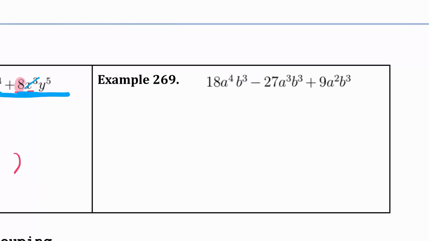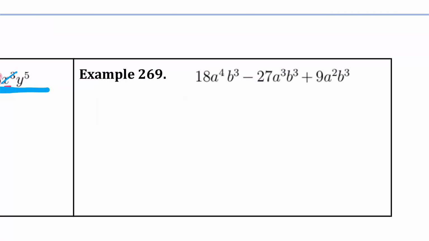All right, and then our last one here. So look at your coefficients first. We have 18, 27, and 9. We're trying to think of a number that goes into all of those. Well, 9 goes into all of those. So we can factor out a 9. We have a to the 4th, a cubed, a squared. We can factor out an a squared. And all of these have a b cubed, so we can factor out a b cubed.